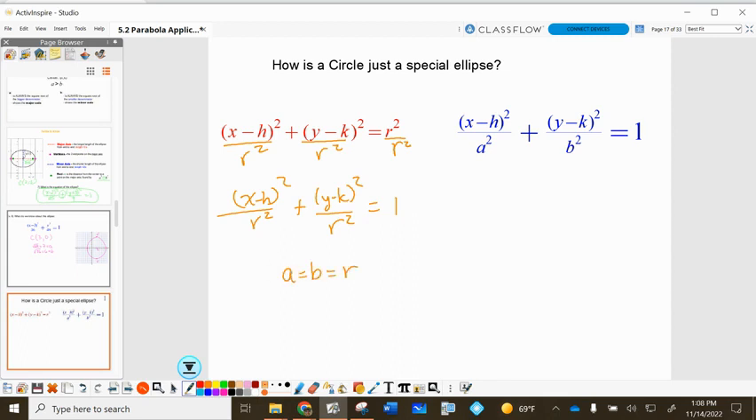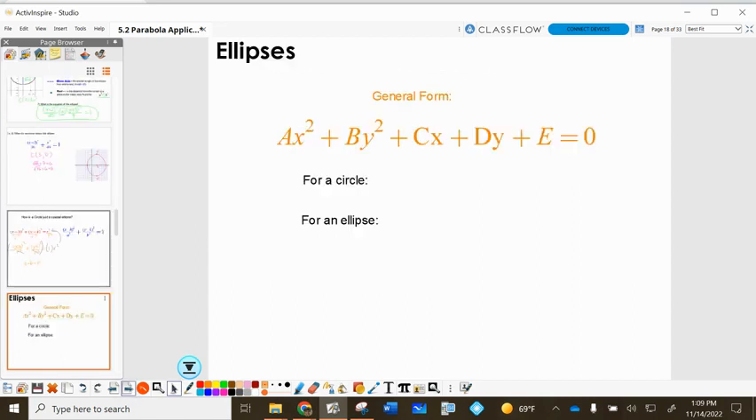And so the only difference here with an ellipse and a circle is that for a circle, a equals b, which is your radius. A and b are equal, so a squared and b squared are both just r squared. So when the denominators are the same, that's a circle. And if you wanted to get it to look like a circle, you would just multiply both sides through by r squared again, by whatever your denominator is here, and it would cancel your denominators and get you back to this form there. Okay, so a circle is just a special ellipse.